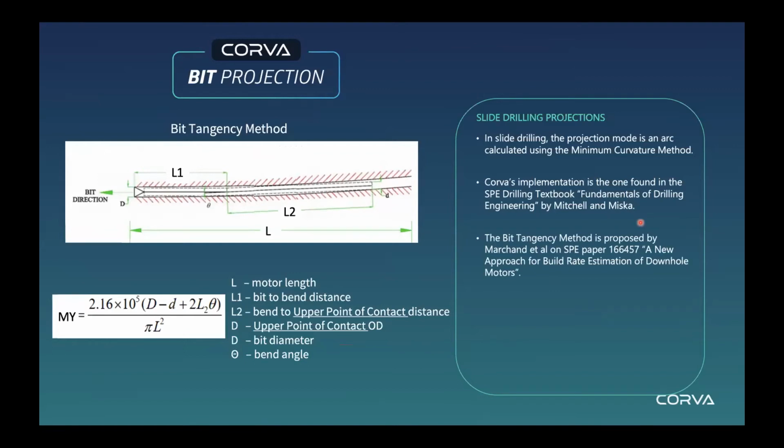Okay, so the bit tangency method, we built out and tested quite a few different methods. I think we did the 3-point of contact method, which we found wasn't super efficient. Then we tested this bit tangency method, and basically it allows us to define some variables of what is currently in the hole, so we can have a really good approximation of what our motor yield is.